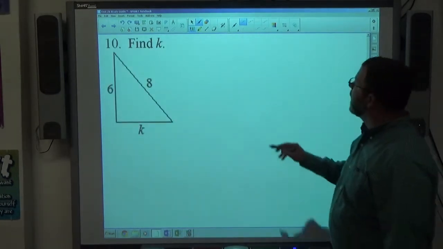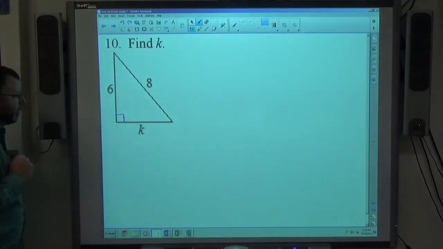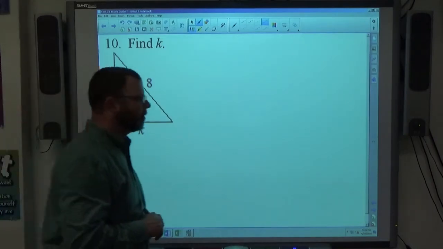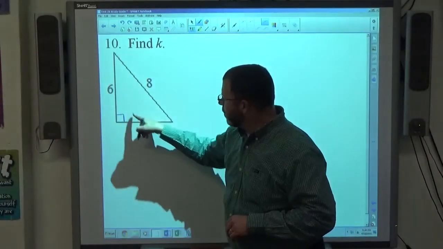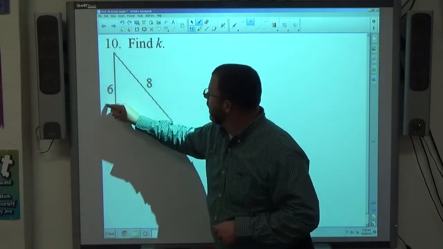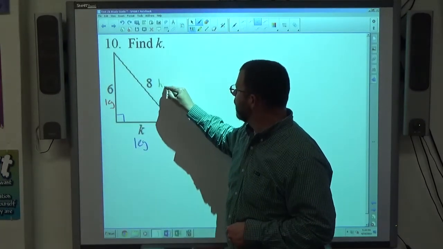Number 10, find k. We'll see here there's no right angle marked. If I forgot to do that on the test too, just whatever looks like a right angle on that problem, pretend it's a right angle for the sake of this test. When you look at a right triangle, the two sides that make the right angle are the legs. So this is a leg, and this is a leg. And the side across the triangle from the right angle is the hypotenuse.